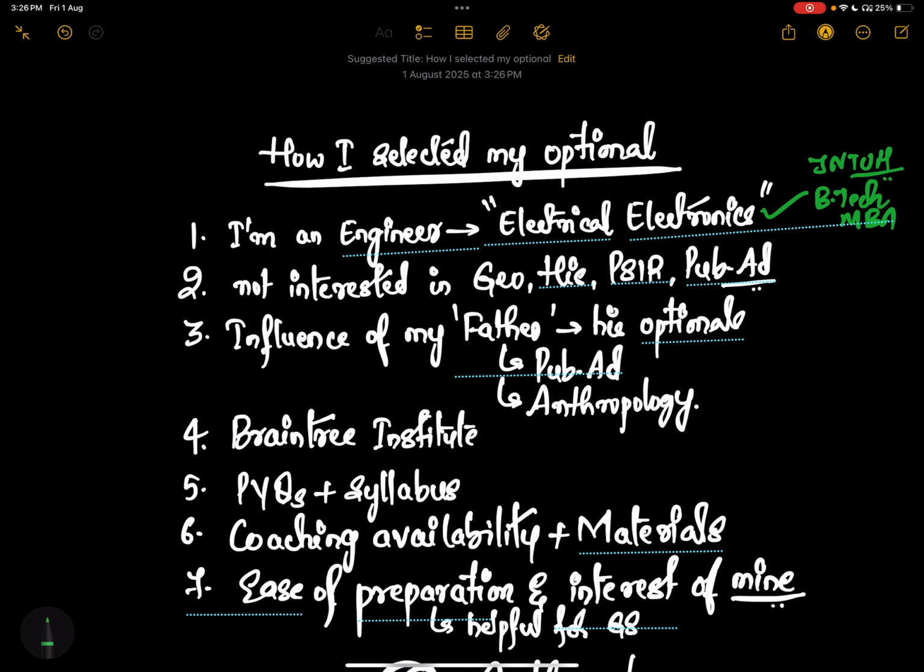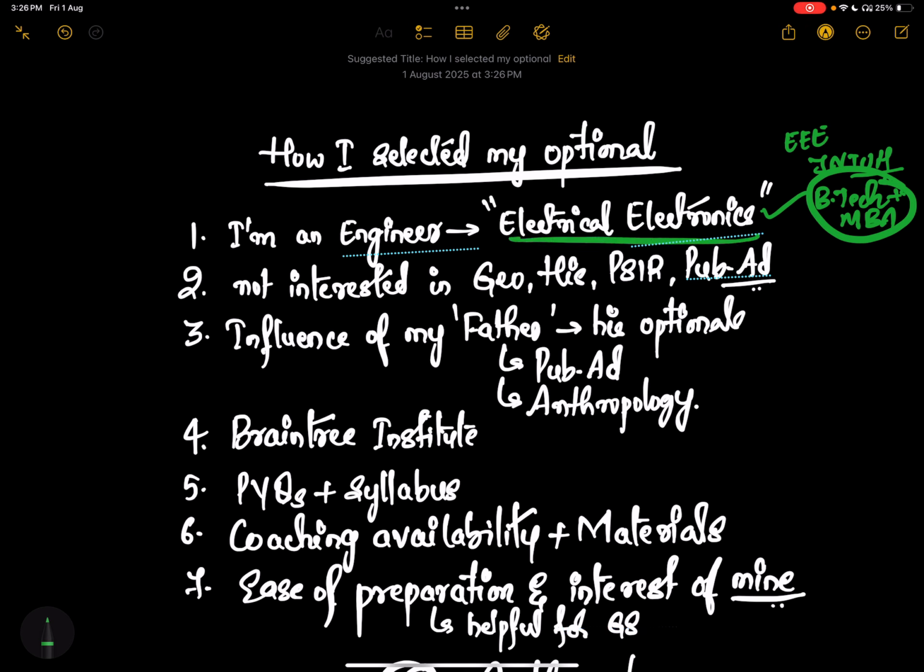I got a good rank in the MSET, my state entrance exam, and I got placed in JNTU Hyderabad. I took the dual degree course because I was interested in taking EEE, since my father is also an electrical engineer. So I was very much interested in this electrical subject.